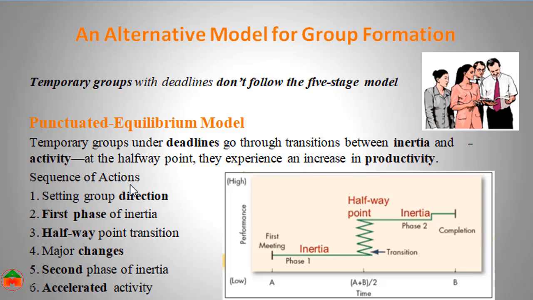The sequence of actions under the punctuated equilibrium model is setting group direction and the first phase of inertia, the halfway point transition where there are major changes, and then the second phase of inertia and ultimately accelerated activity, which will increase productivity.